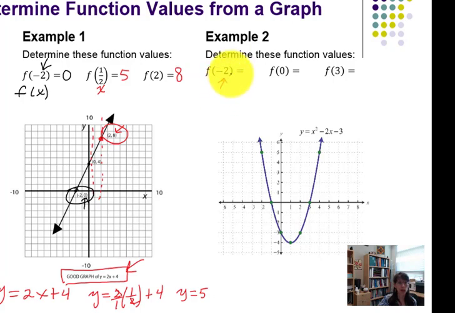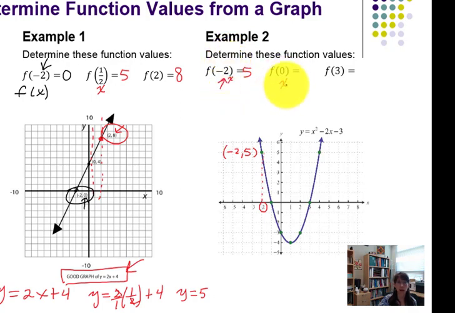F of -2 means x value is -2. So here's an x value of -2, and it looks like I need to go up 5 units. So I could name this ordered pair -2, 5. So that means the corresponding output or y value is +5.